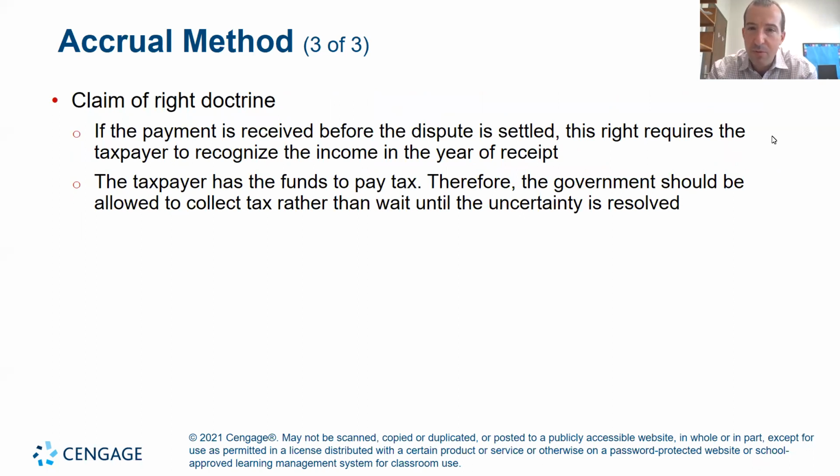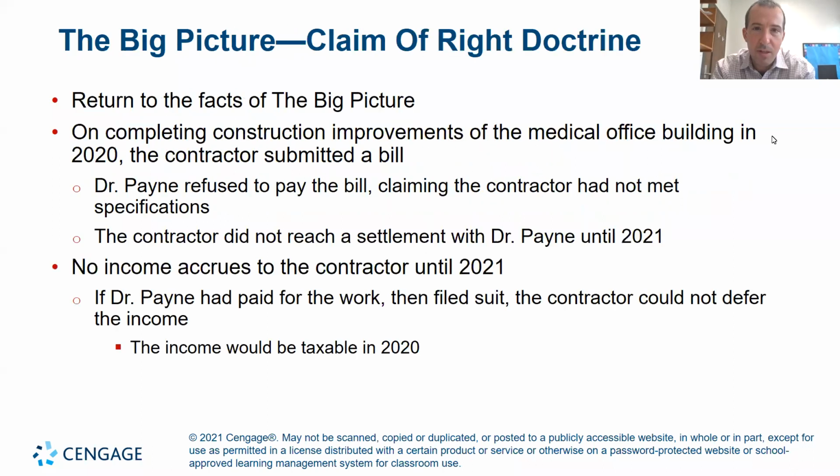If the payment is received before the dispute is settled, then the income is in the year of the receipt. Take a look at the slide here on the claim of right doctrine, where it talks about where income might be included maybe before it's earned or if there's some sort of settlement there.